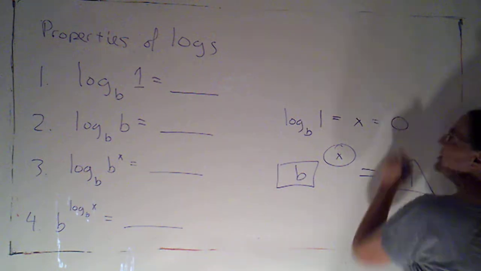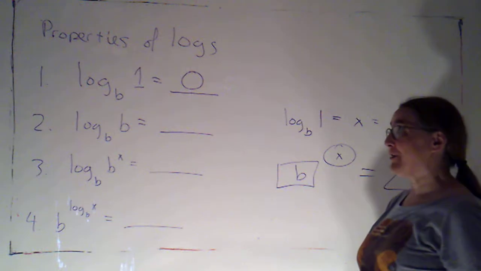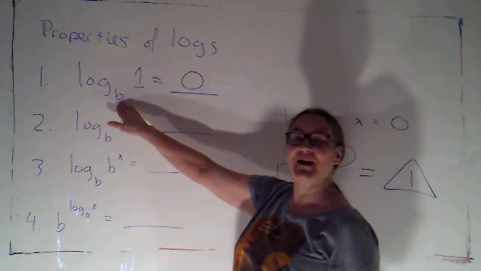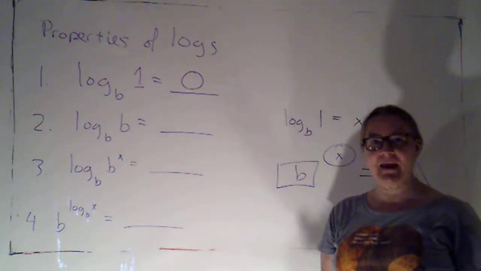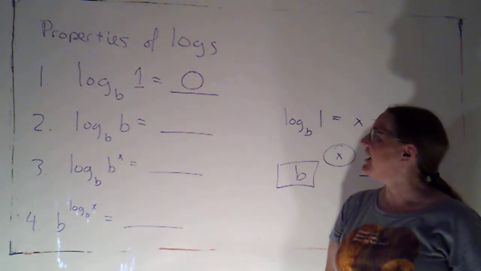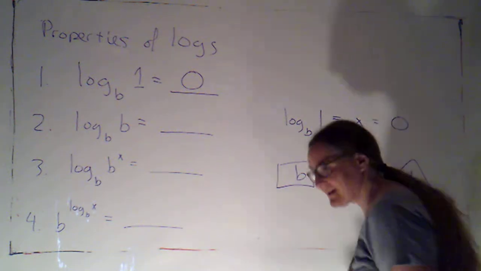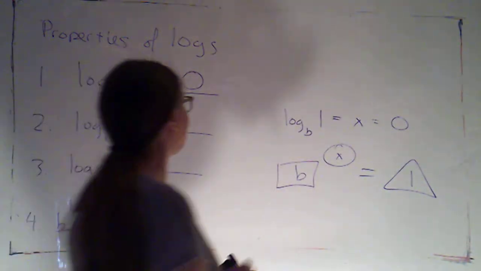Okay. So the log of 1 will always be 0. It does not matter what the base is. Just like base b to the 0 is always 1, the log of base b of 1 is always 0. Okay, excellent. Let's try the next one.